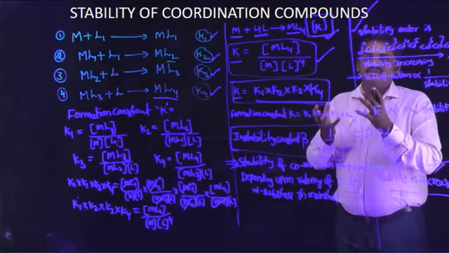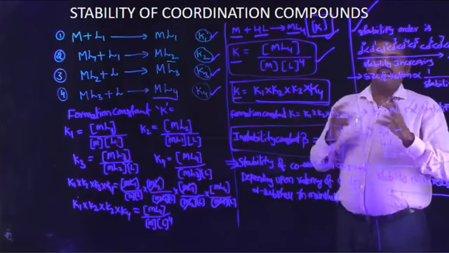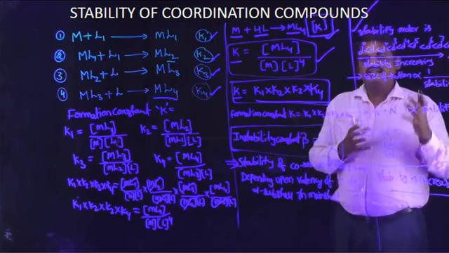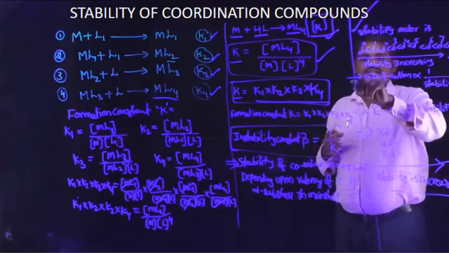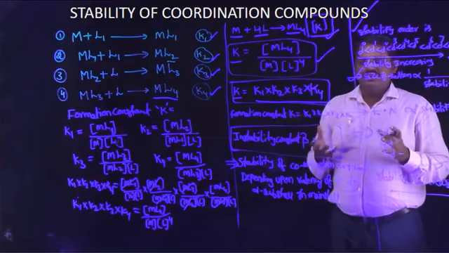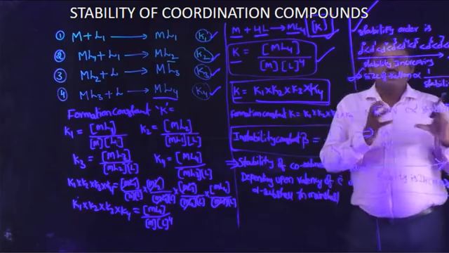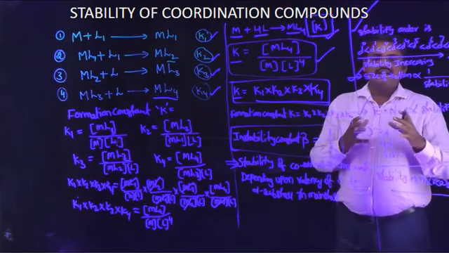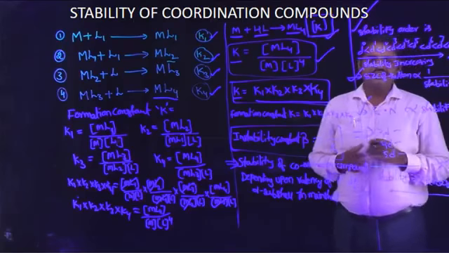And the size of the central metal atom and stability are inversely proportional. That means as the stability increases, the size of the atom decreases; both are inversely related. And the next one: as the electronegativity of the central metal atom increases, the stability of the complex automatically increases.